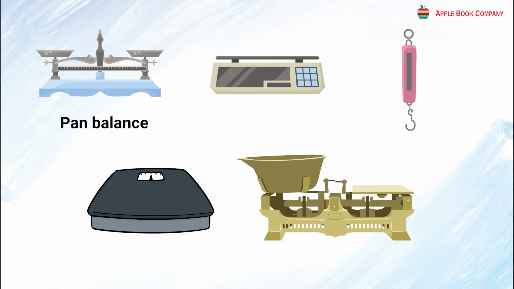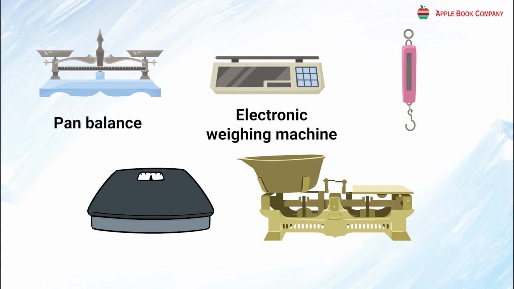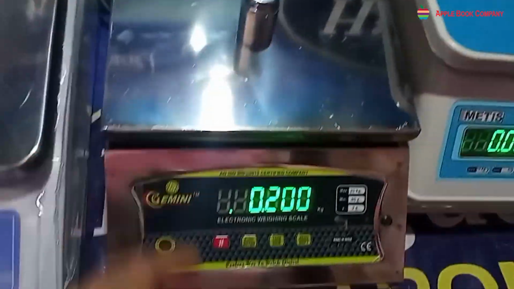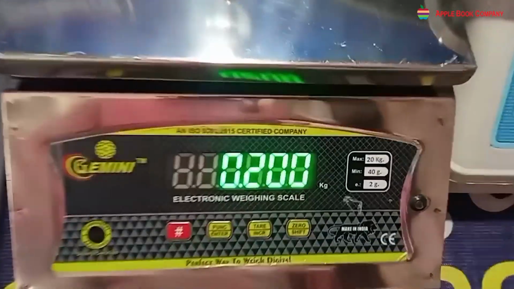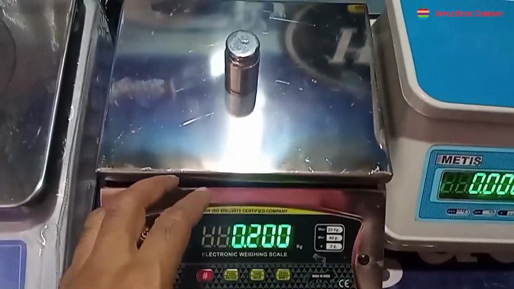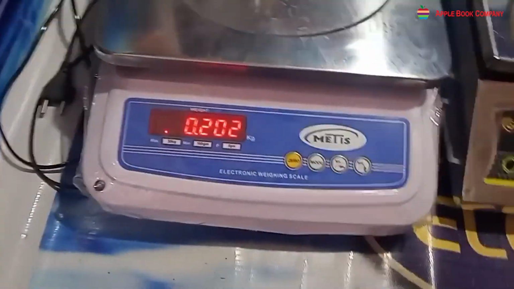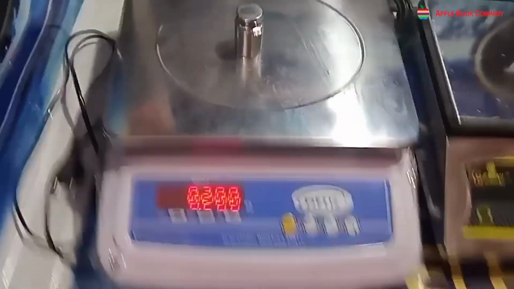This is called a pan balance, electronic weighing machine, spring balance, bathroom scale, balance used in some shops. In cities, most of the shops now use electronic scales. The mass is displayed on a small screen once the item is placed on the pan of the machine.